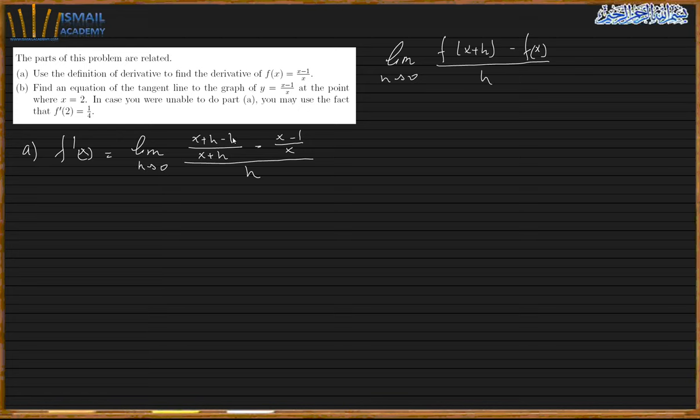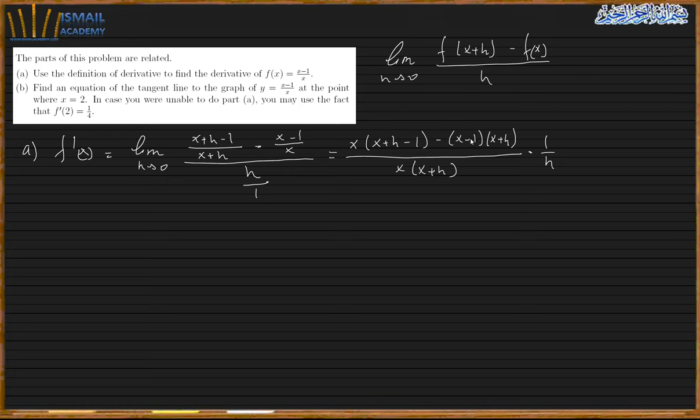Here I make a common denominator on the numerator and multiply by 1 over h because we divide here. When I make a common denominator, we have one fraction over another fraction, because h is h over 1, so I just need to multiply by the reciprocal. So I will have x times x plus h minus 1 minus x minus 1 times x plus h, over x times x plus h, and I multiply by the reciprocal of h over 1, which is 1 over h.